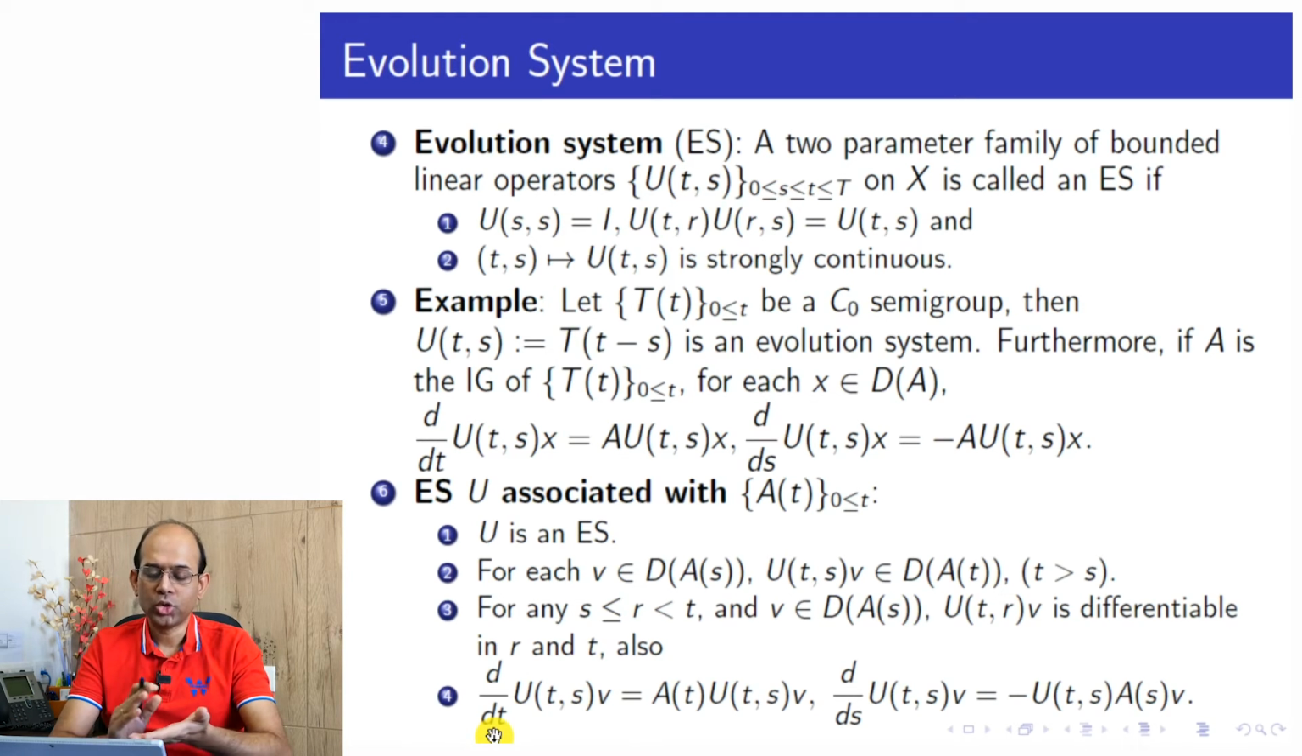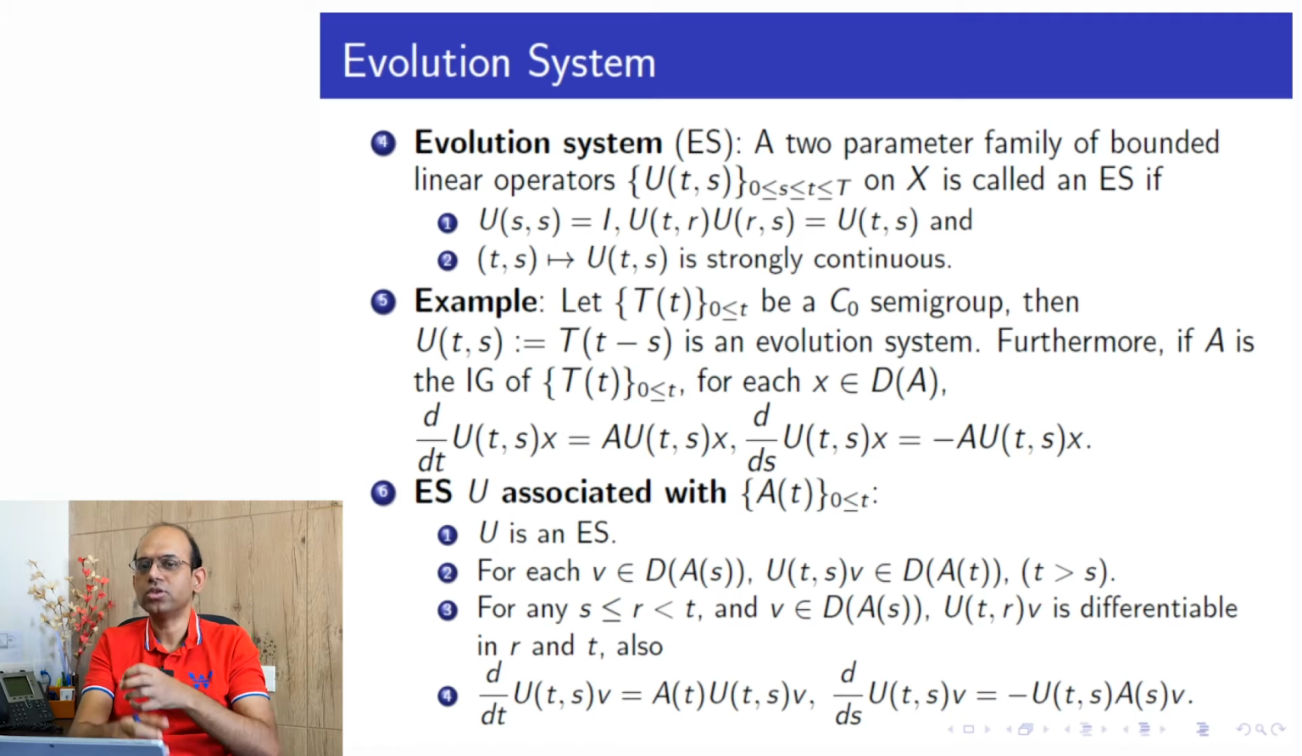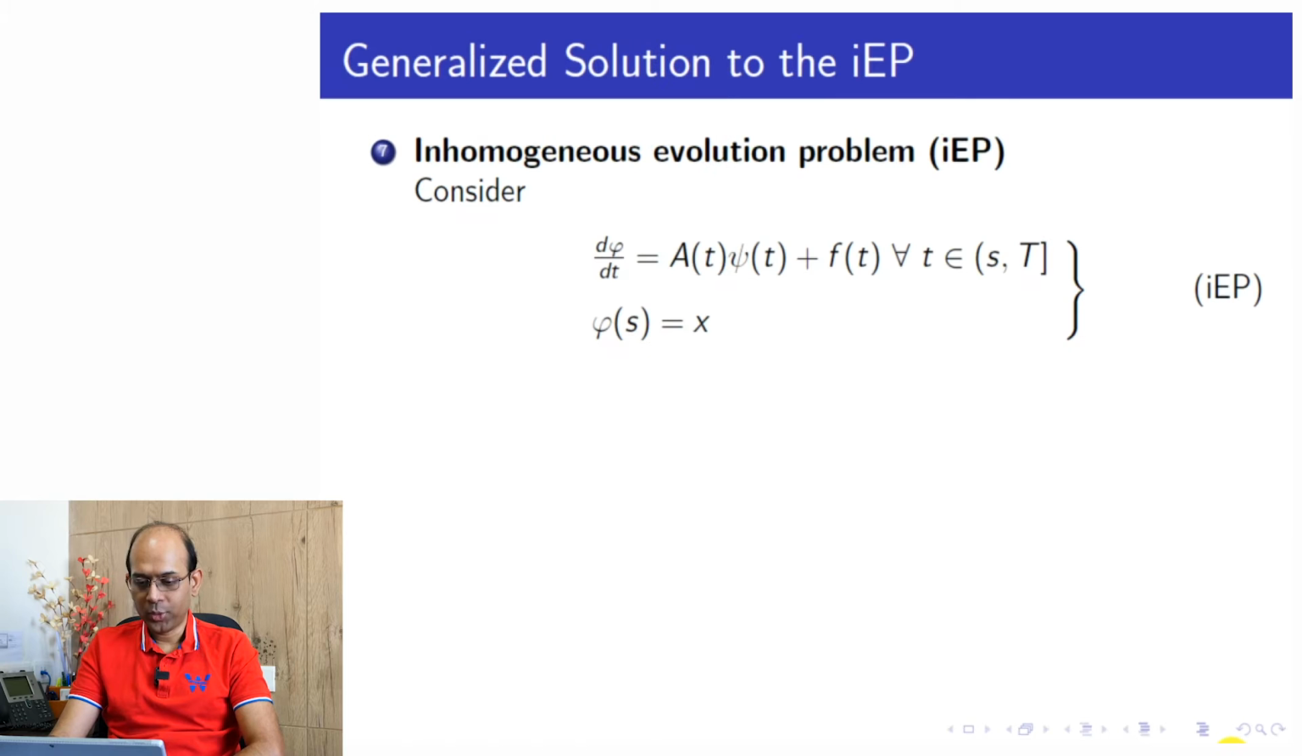So why are there two different definitions? This is just the definition of evolution system: when can we call a family of bounded linear operators an evolution system? We can call it that when this is true. But this is a different question. Here we are asking that, given a family of operators A(T), when can we say that a particular evolution system is associated with that family of operators? Okay, go to the next slide.